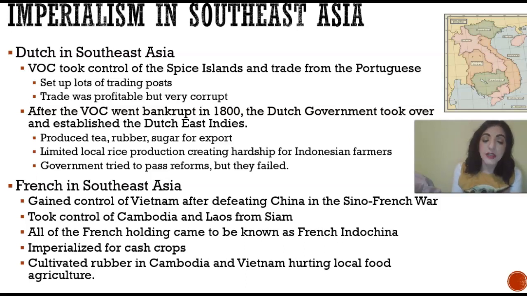The French in Southeast Asia, they took control of Vietnam after defeating China in the Sino-French War. They are also going to take control of Cambodia and Laos from Siam, which we know as Thailand today. And then all of the French holdings came to be known as French Indochina. They also imperialized for cash crops. They're going to cultivate rubber in Cambodia and Vietnam, which again also hurts local food agriculture. They take all the good land to make cash crops, and they don't have enough land to make food for their people.